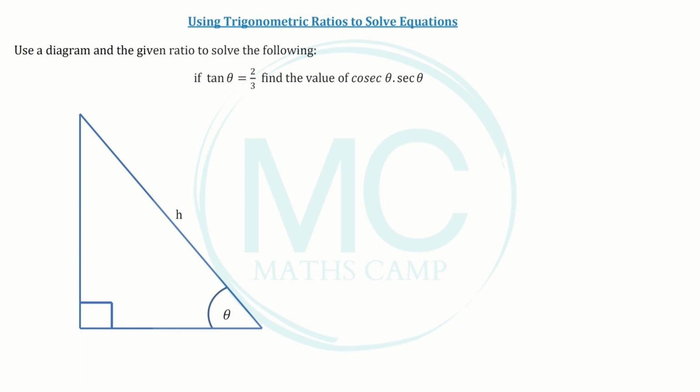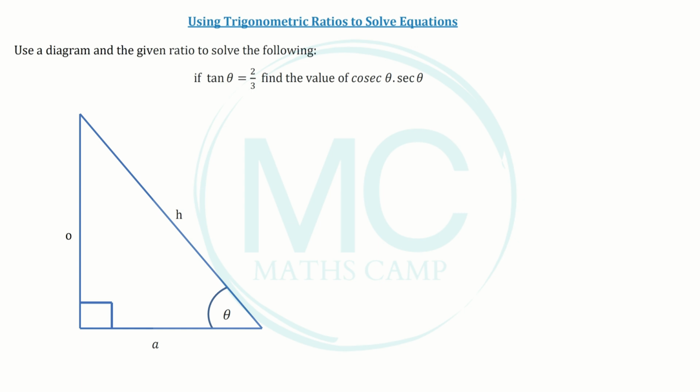The opposite side is directly opposite to theta, so let's call it O, and the adjacent side lies next to the angle, so let's call it A. Now we can look at our question. If tan theta is equal to 2 over 3, find the value of cosec theta multiplied by sec theta.